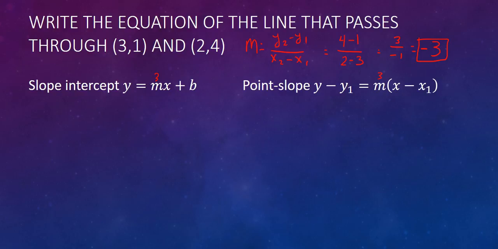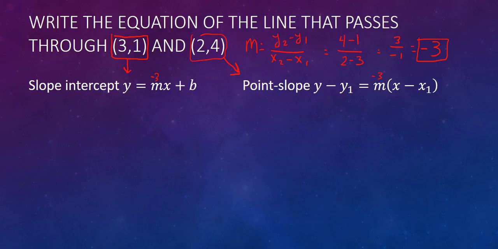Now, we only needed 1 point previously. We needed a point and a slope. So now that we have a slope, we only need one of the 2 points. It doesn't matter which one you pick. So I'm going to pick the first one to do this one, and the second one to do this one, just to show you that it doesn't matter which point and it doesn't matter which formula you use, you're still going to get the same answer. So again, my slope is negative 3.